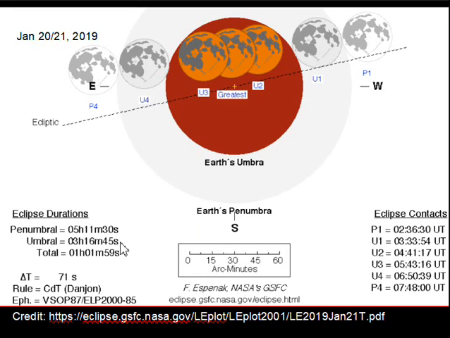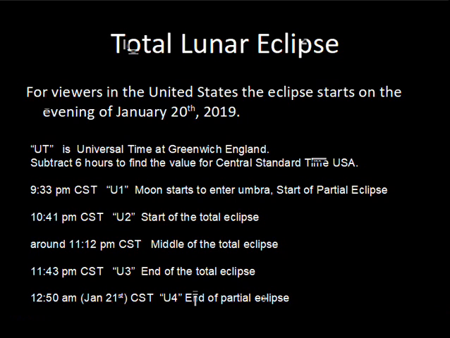And I want to go into what happens for Central Time on this next slide. In the United States, this eclipse is going to be on Sunday night, January 20th. And the universal time can be converted into Central Standard Time, or the time zone where I live. If you subtract 6 hours, you'll get the Central Standard Time. So universal time, it's January 21st for someone in England, but for the United States, it's January 20th when this event starts.